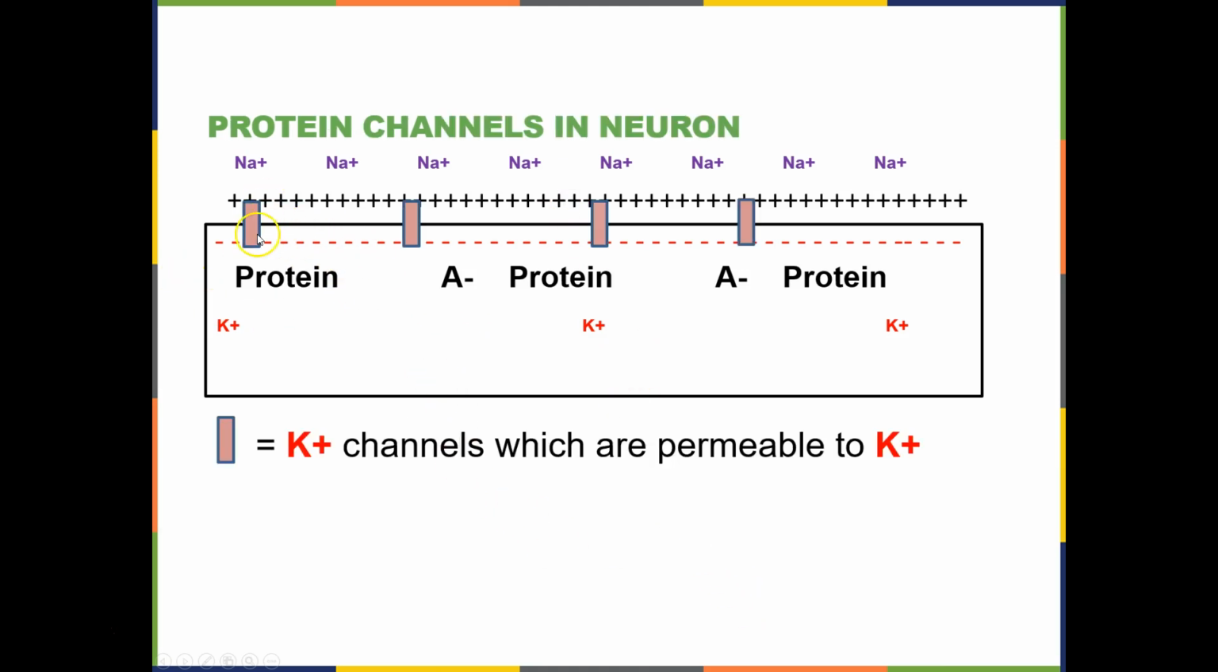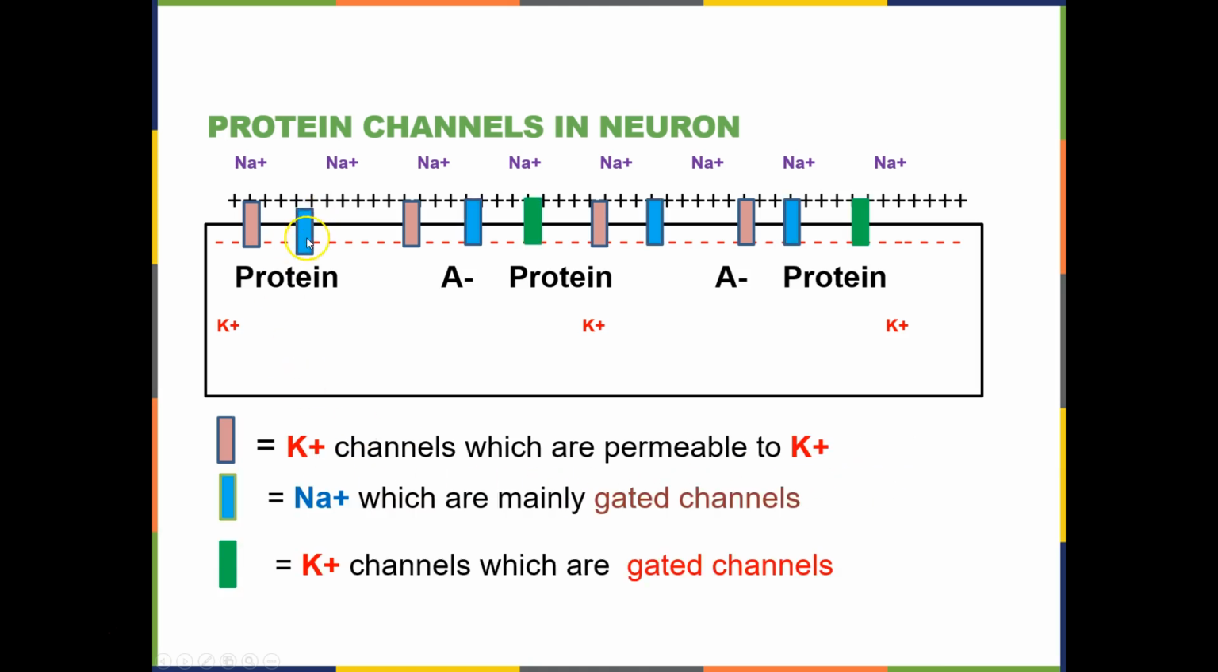I talked about these channels already, but we do have lots of different types of protein channels. Some of these channels are permeable to potassium ions. Some of these are gated channels, and gated channels are closed unless the voltage changes. So here we see your potassium-permeable ion channel. These channels are open and potassium can move in and out relatively easily, whereas sodium gated channels and potassium gated channels are always closed unless something stimulates the cell.